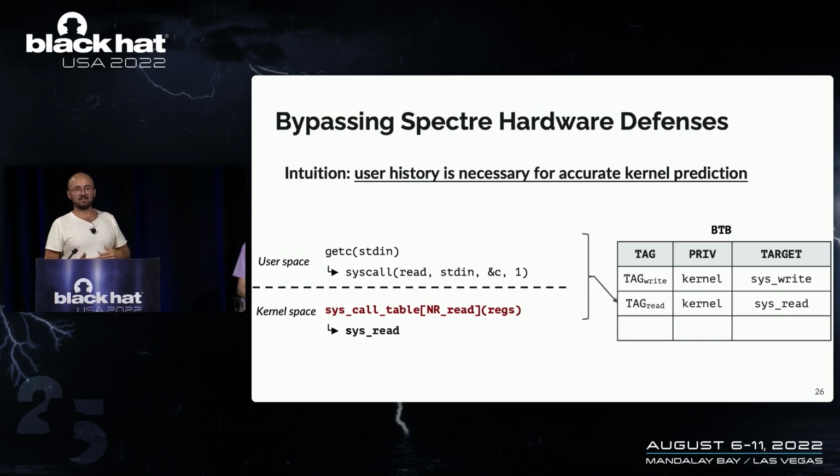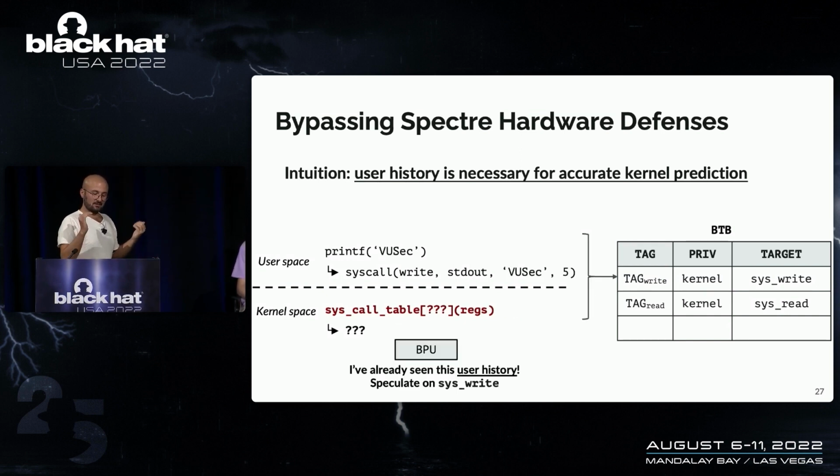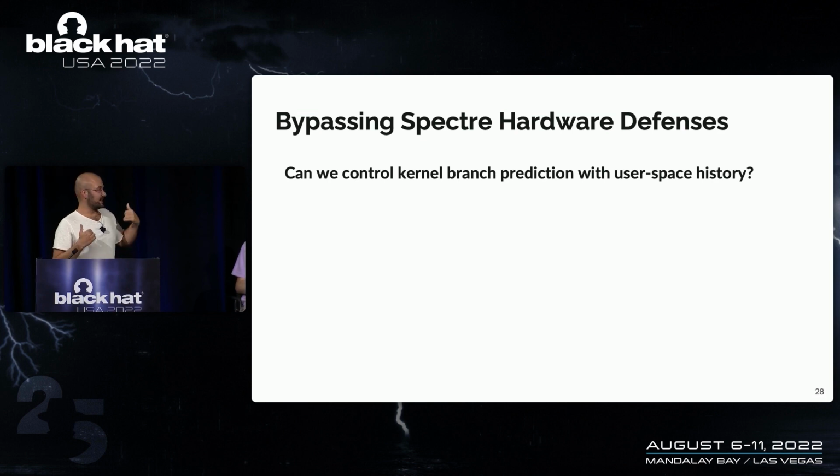So this means that if this mitigation doesn't take into account also the history of the user space, all the mispredictions will be very slow. So in our case, we expect that the next time you call a printf, the BPU will think, OK, I already saw this user history, so I need to speculate to syscall write. And we tested this with an attacker mindset, and we thought, can we control kernel branch prediction using only user space history?